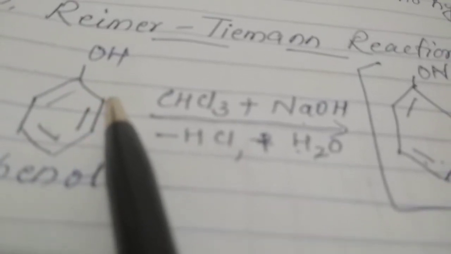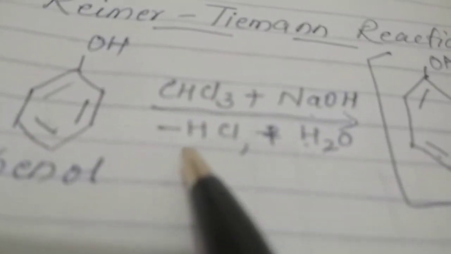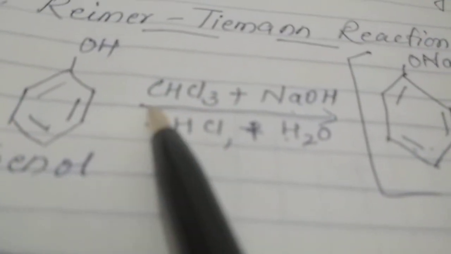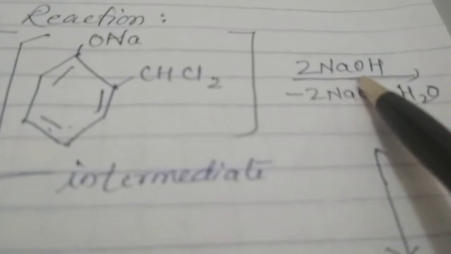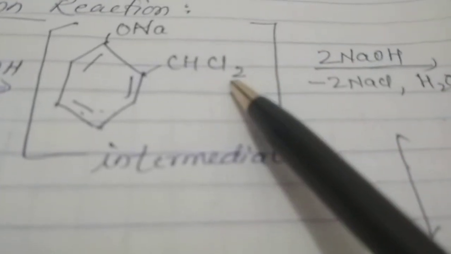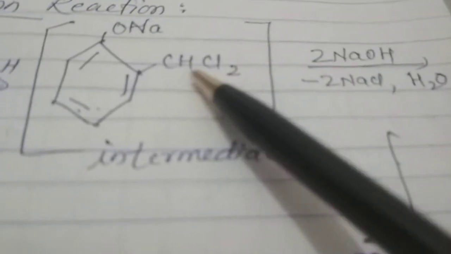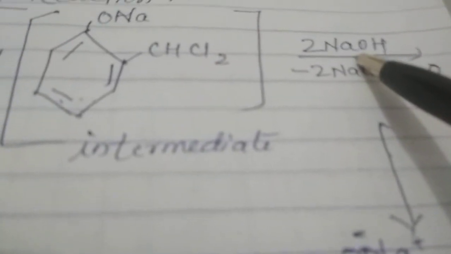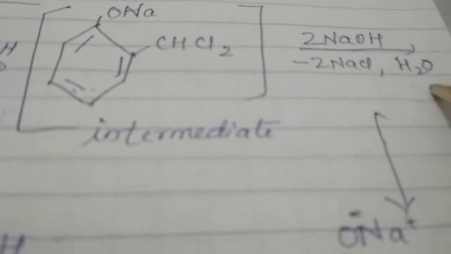Meanwhile, the hydrogen present in the ortho position combines with one of the chlorines of this chloroform and forms HCl. The remaining CHCl2 gets attached to this position. So you will see one intermediate compound is obtained. This intermediate compound then reacts with more base. A large amount of base, extra base, is added again. Now what will happen? The sodium will react with chlorine and two molecules of sodium chloride are removed, and water is also removed.